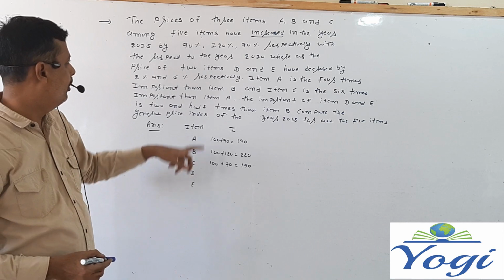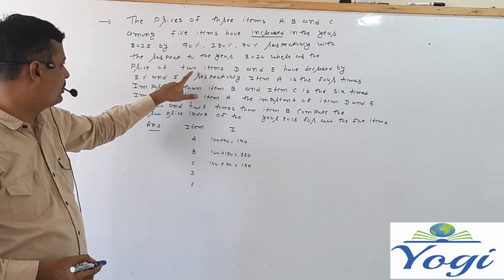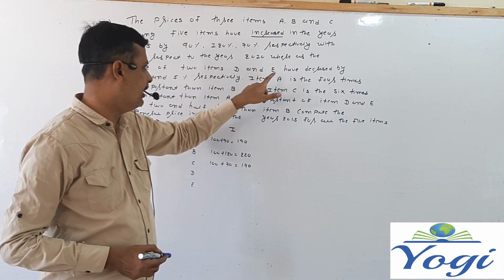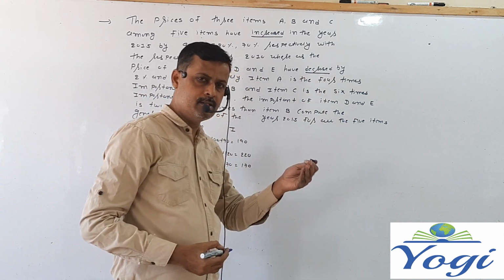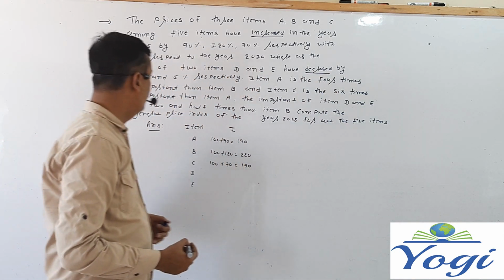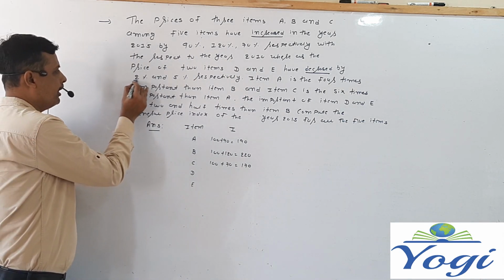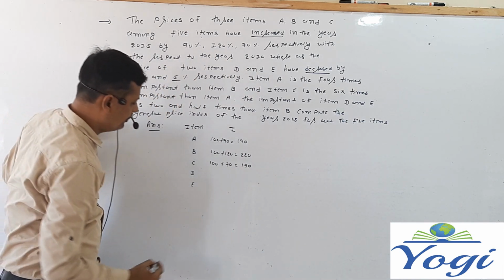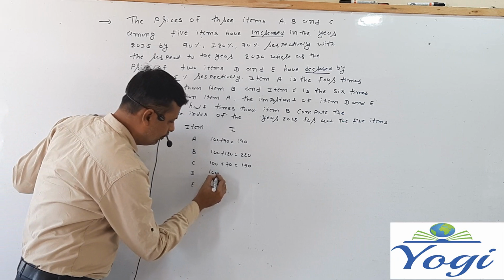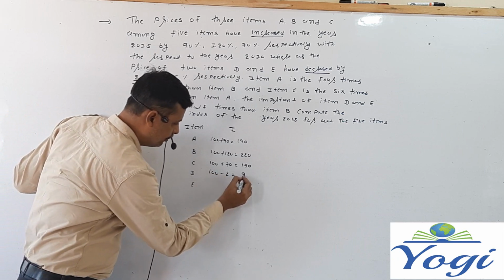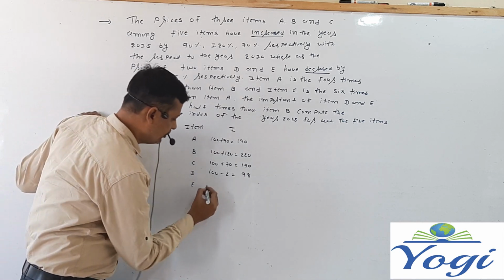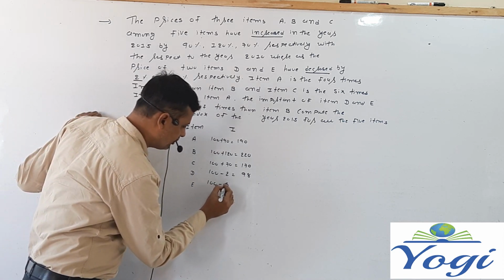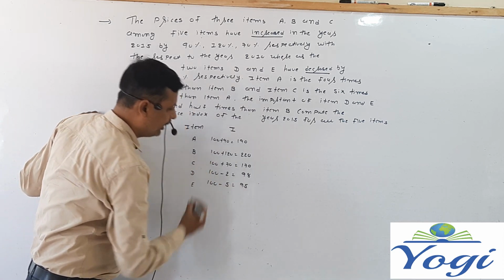While the prices of 2 items D and E have decreased, here, for decrease, we have to subtract from 100. Decreased by 2% and 5%. So D's price decreased 2%, so 100 minus 2 becomes 98. And here 5% decrease, so 100 minus 5 becomes 95.